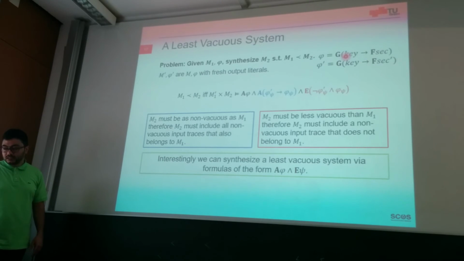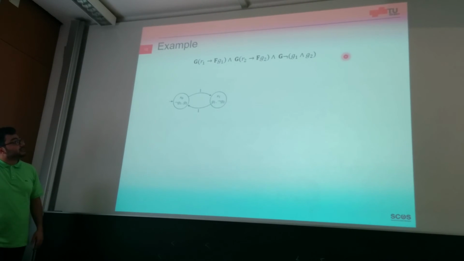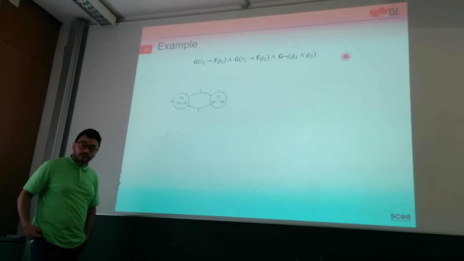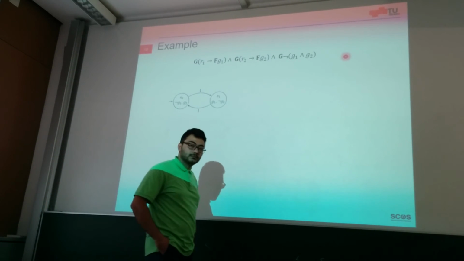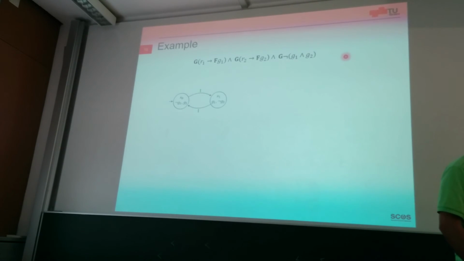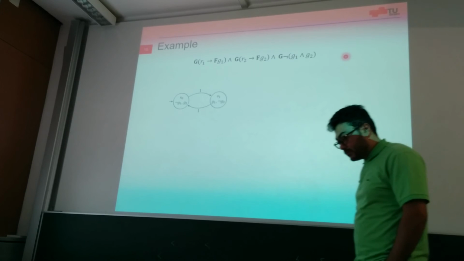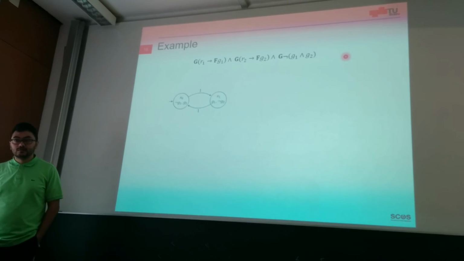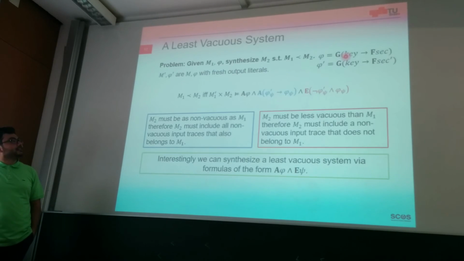Okay, let's see some examples. Yes. Physically, it is done by looking for a trace that exists only in the M2 system but doesn't exist in the M1 system. And then out of this trace we create transitions. That's even easier than that.